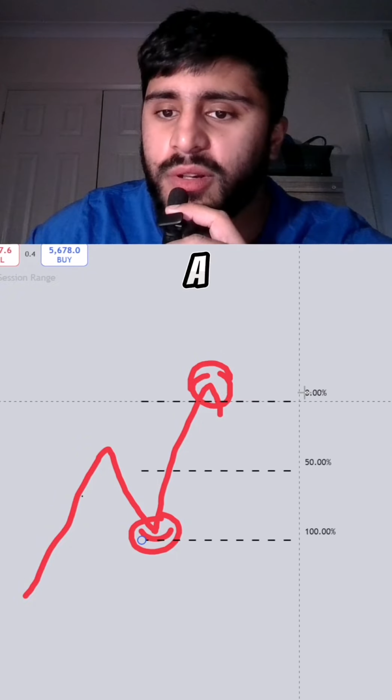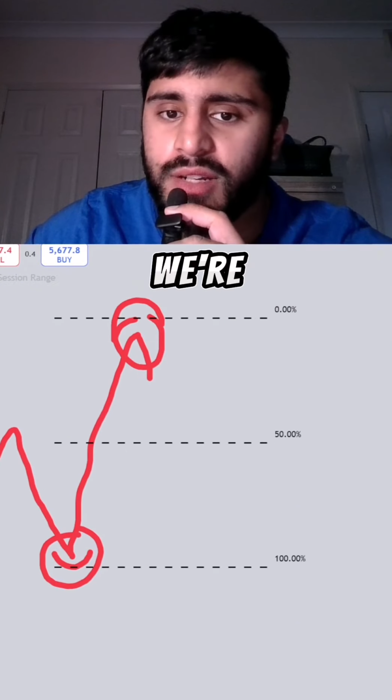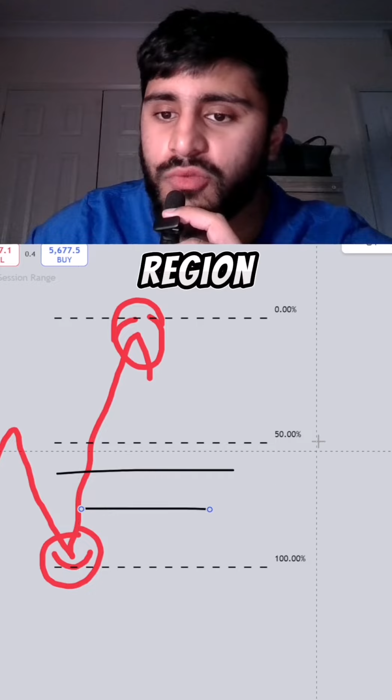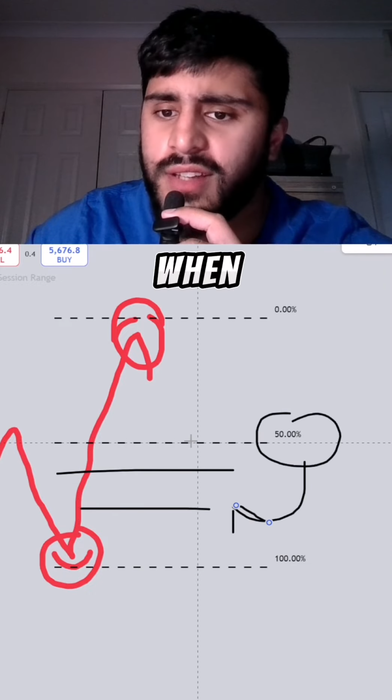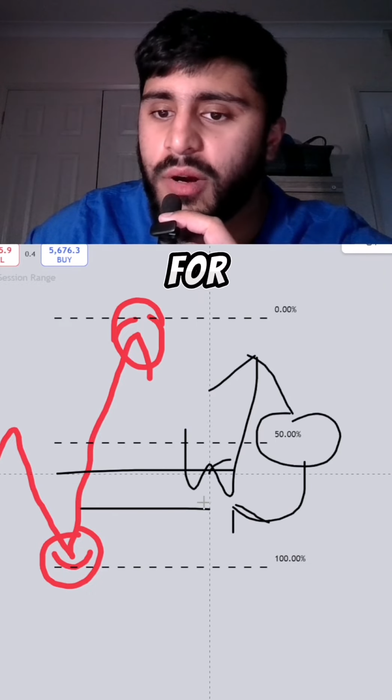It's from here that we use a Fibonacci tool just like this, right? And what we're really looking for is we're looking for price to come into this region, right? Below the 50% level, right? So when price comes down into here, we can then look for buys from this area.